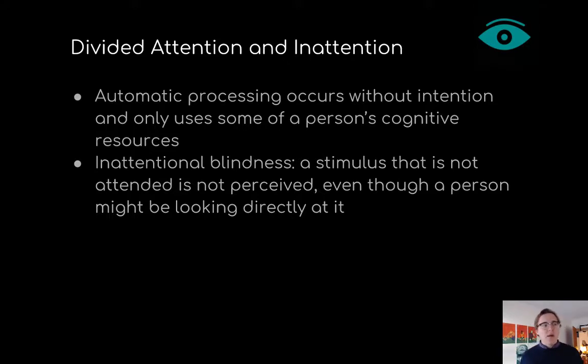Now, the problem is that when we settle on these automatic processes, subtle changes are often missed, because this process is being automated, and it's really difficult to notice subtle changes that are occurring. And this is called inattentional blindness. Basically, it's when a change in a scene is not perceived, even though you might be looking directly at it.